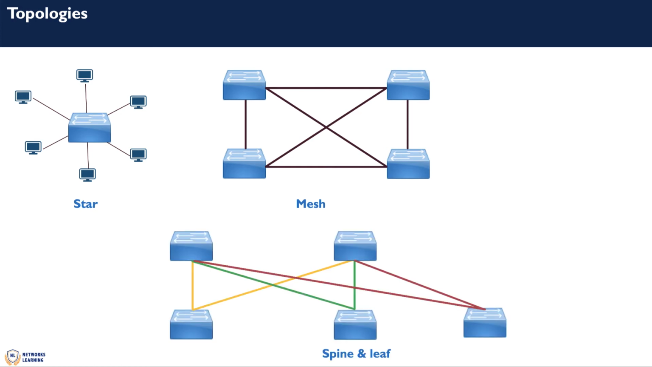So finally, a spine-leaf topology. This is commonly used in a data center environment. Your spines are the top switches and your leaves are the bottom switches. Every leaf switch only connects to spine switches. There's no connections between leaf switches or spine switches.